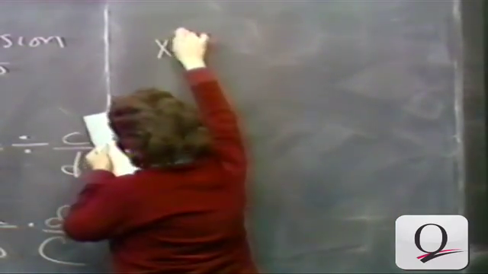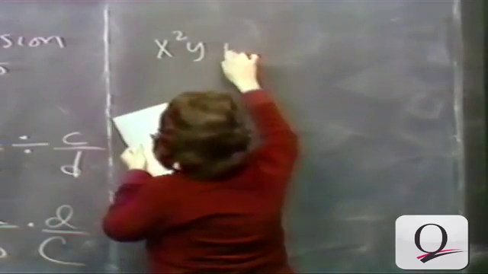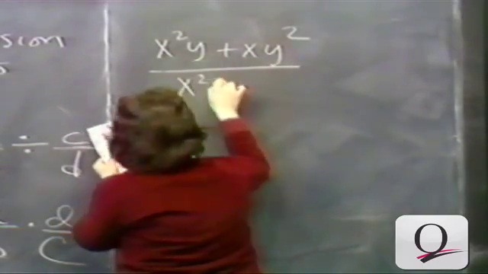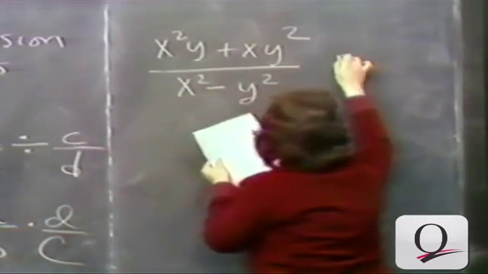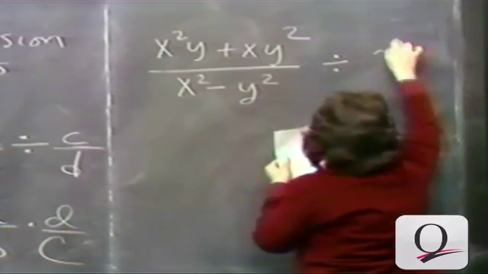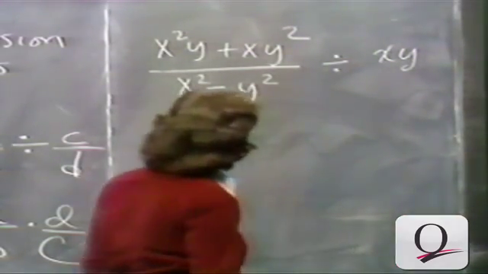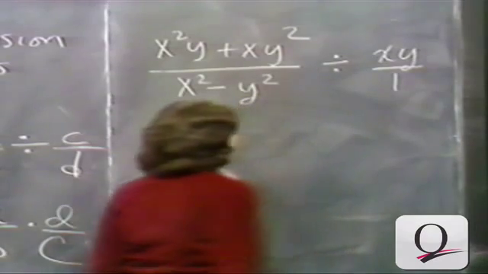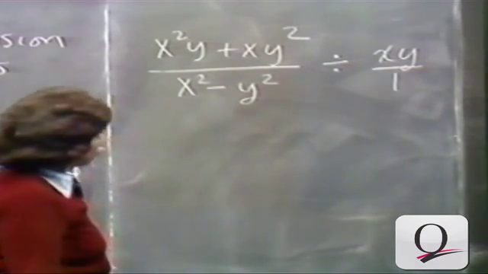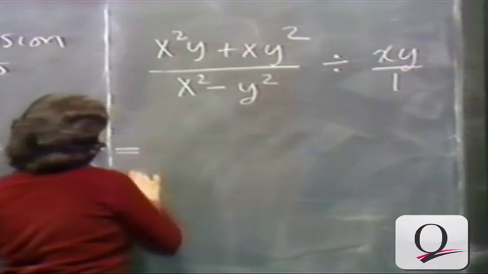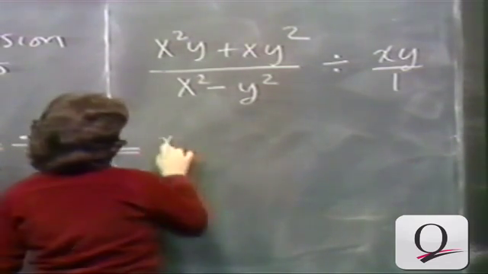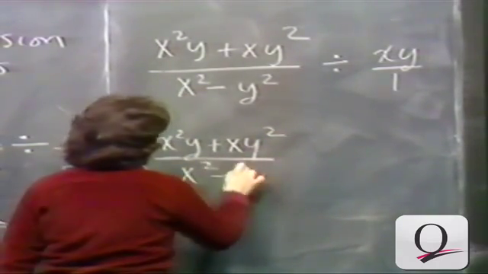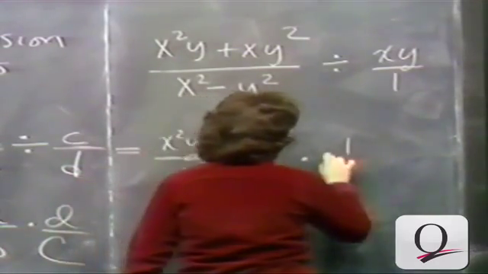X squared y plus xy squared over x squared minus y squared. This is to be divided by xy. Okay, if you don't feel that looks like a fraction, of course, you can make this xy over 1. Now it looks a little bit more like a fraction. Okay? To do this, we're going to invert and multiply: x squared y plus xy squared over x squared minus y squared times 1 over xy.